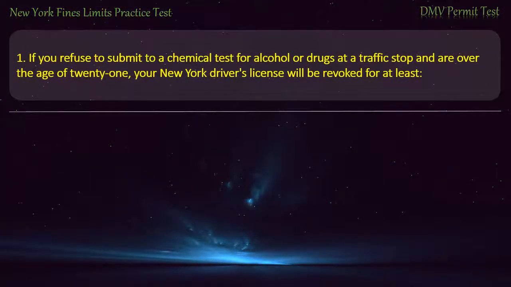Question 1. If you refuse to submit to a chemical test for alcohol or drugs at a traffic stop and are over the age of 21, your New York driver's license will be revoked for at least 90 days, 1 year, 30 days, 60 days. Answer: 1 year.